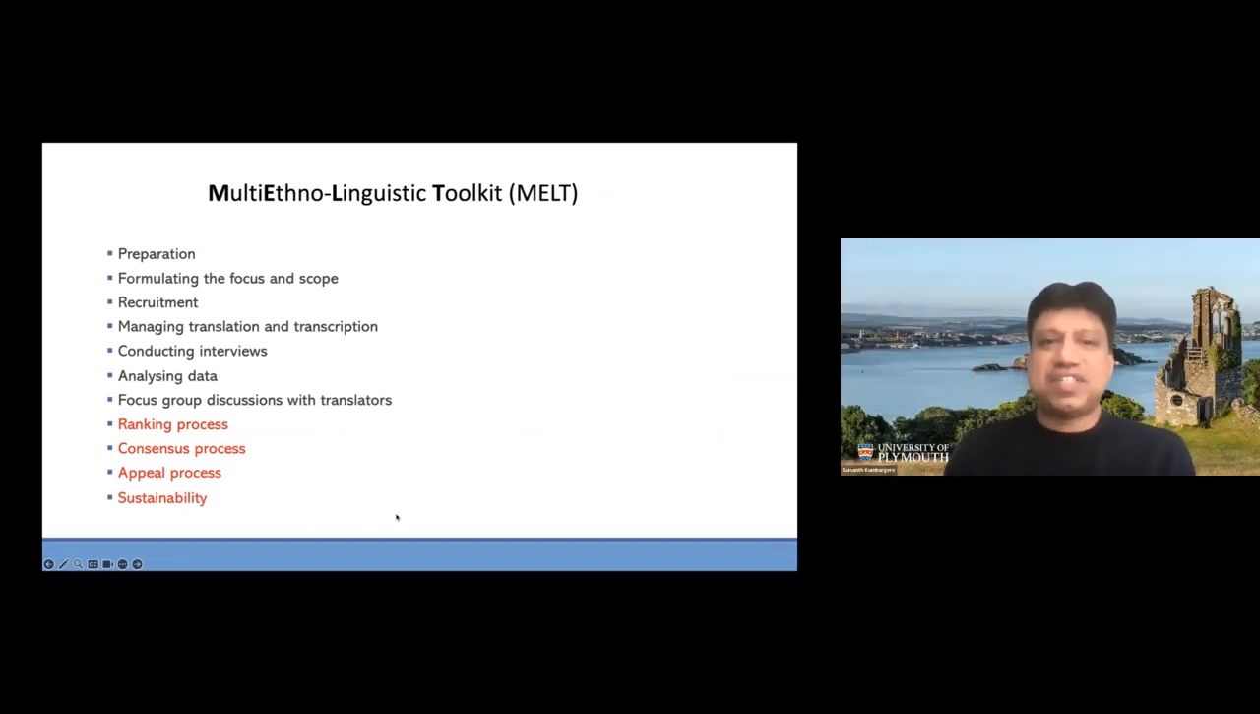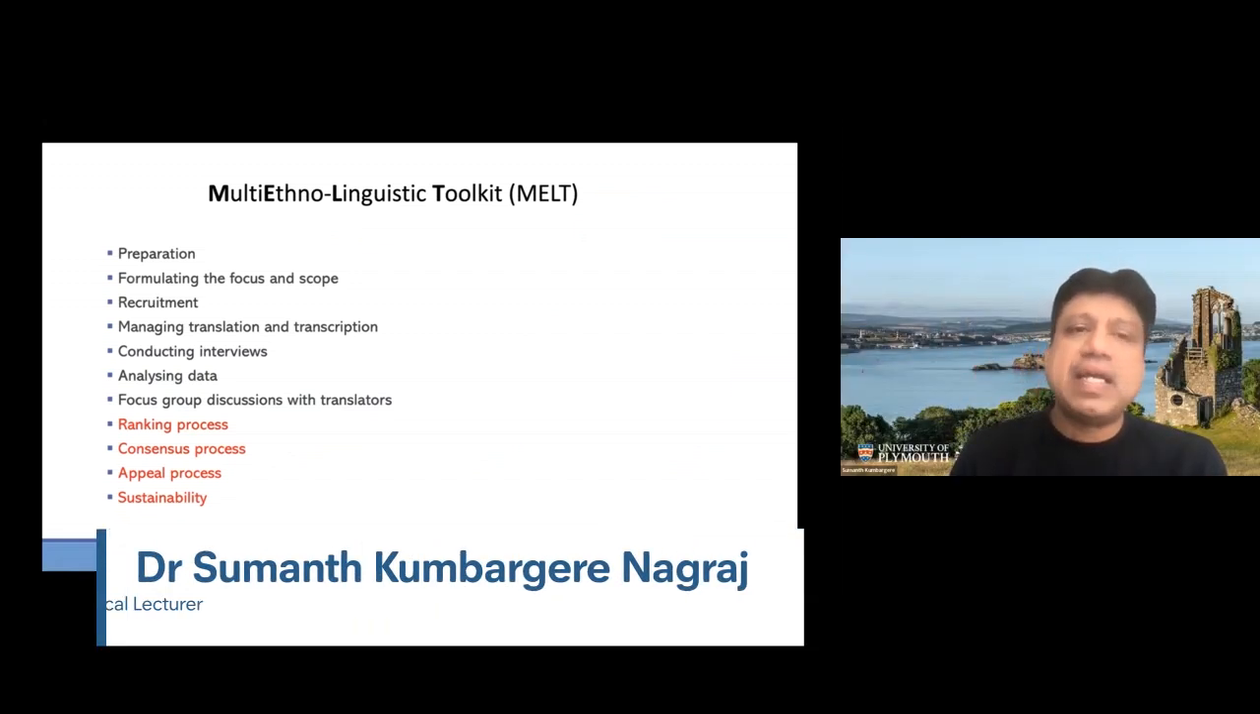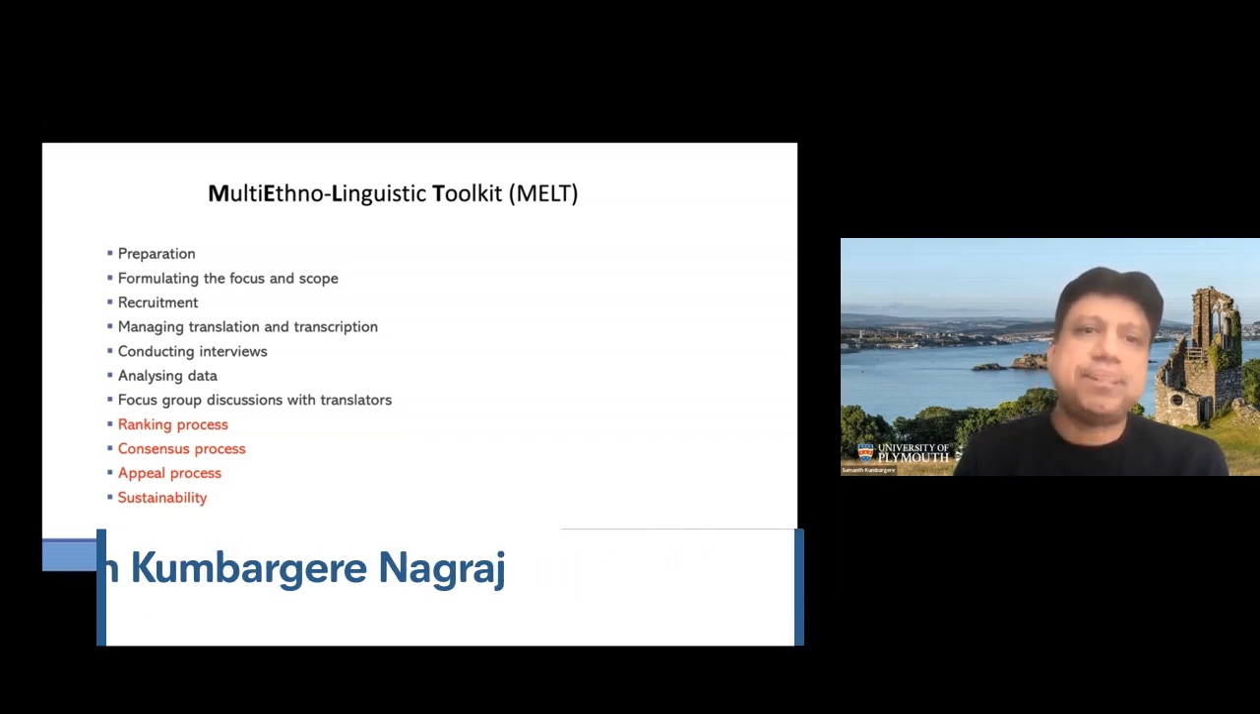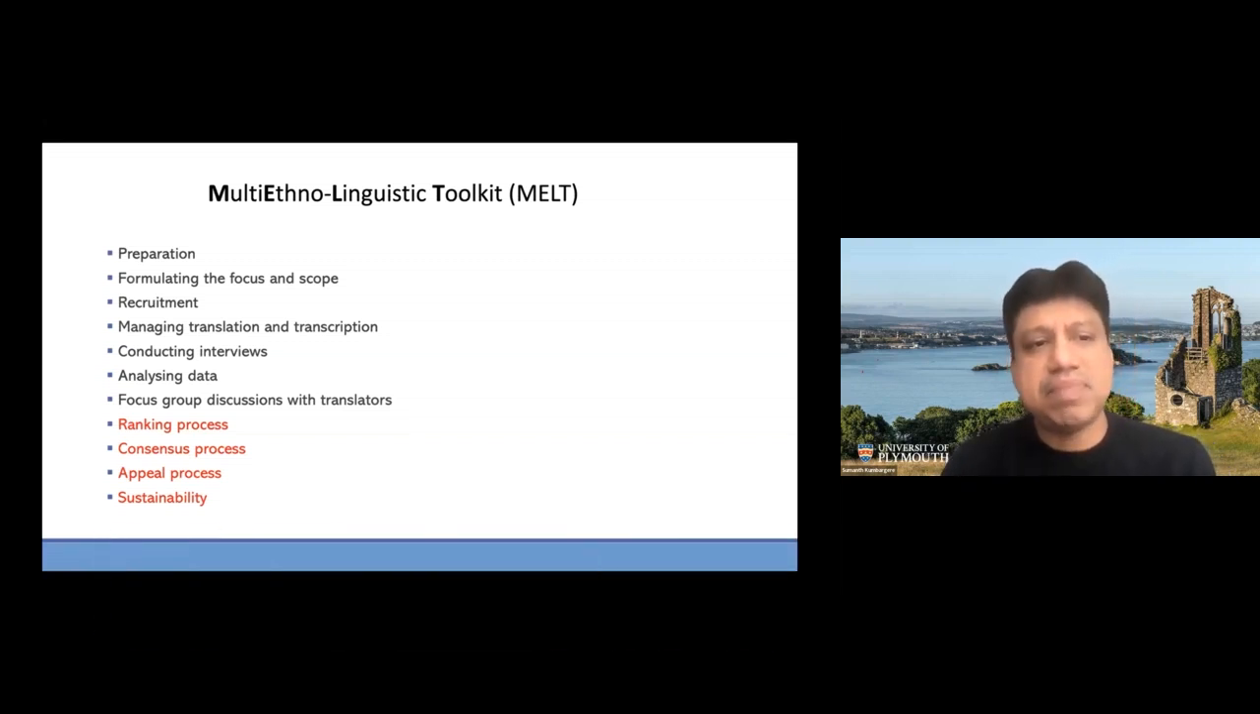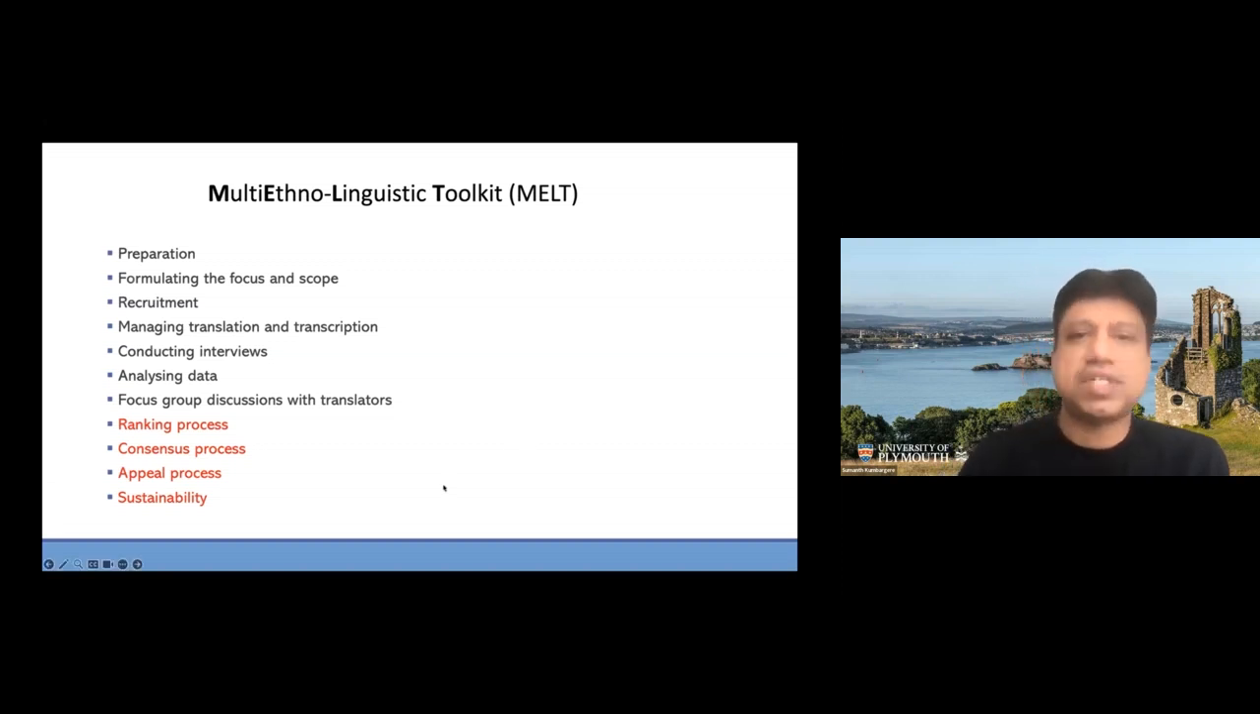Hello, thank you, Prashanti, for the introduction of the project. The Multi-Ethno-Linguistic Toolkit, or MELT project, is still under development. We have 11 sections under this toolkit, and of the 11 sections we have developed 7, and the last 4, ranking process, consensus process, appeal process, and sustainability, are still under development. So in the next few slides, I'll be sharing some examples and the content of this toolkit.